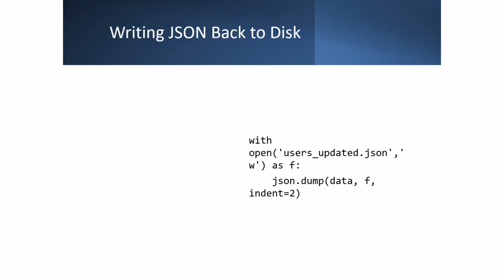Now, writing JSON back to disk. To save the updated data, we use json.dump with indentation. The indent parameter makes the file readable. Create a new output file and use indent for readability. It is similar to enabling formatted output in C# JSON serialization.